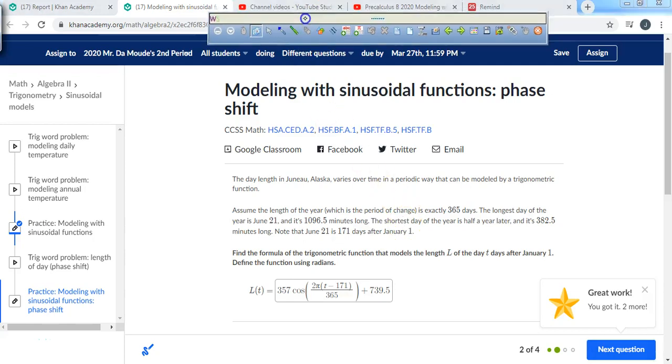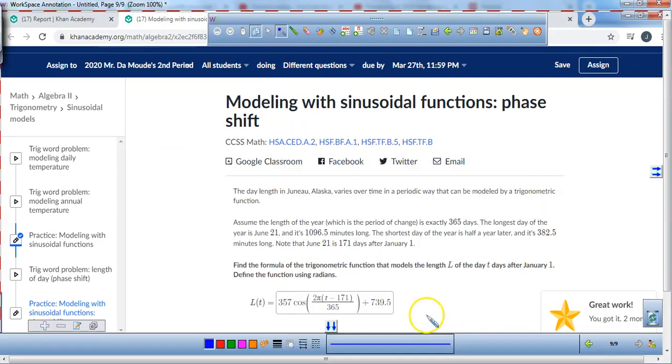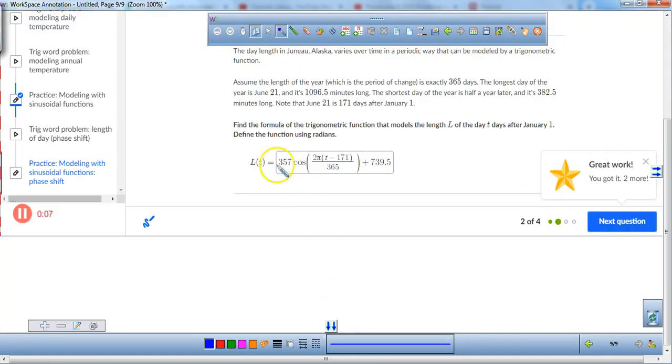This is the second video dealing with modeling with sinusoidal functions, dealing with phase shift. But before we move on to the next question, I want to take a look at the answer so that you guys know certain parts of this formula. Okay, so right now, this number represents our A value. Now the absolute value of that was our amplitude.